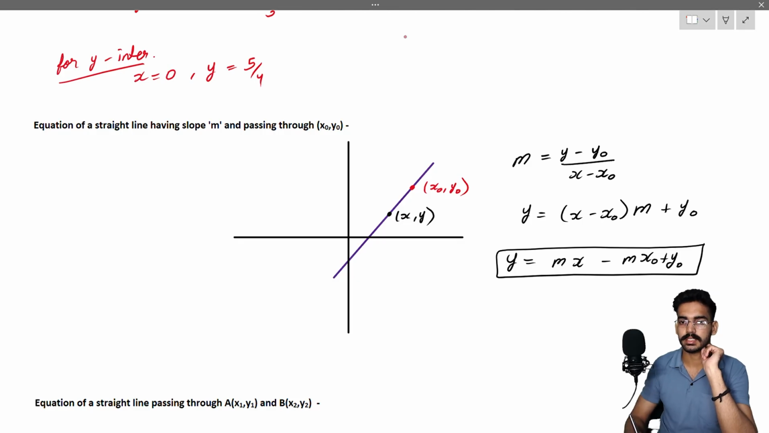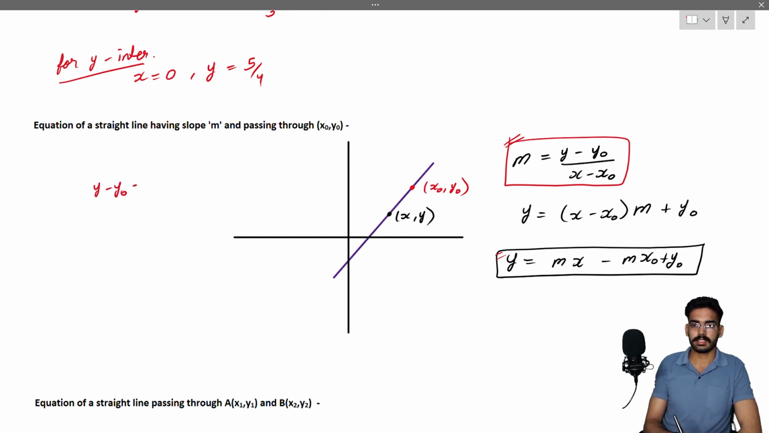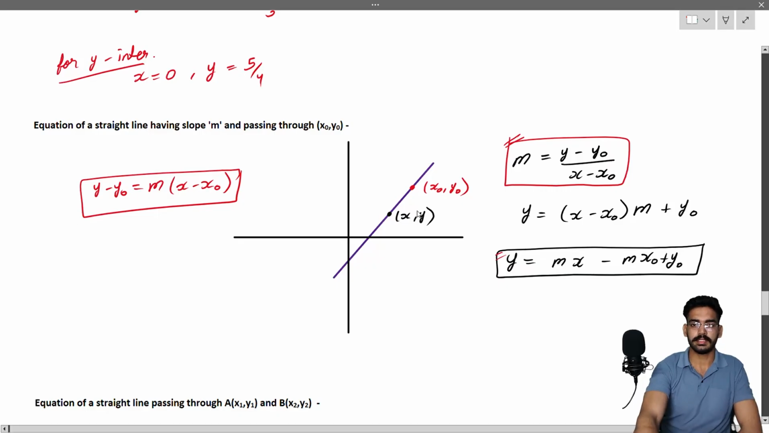So how will you find it? You don't have to remember this. Just assume a general point (x, y) and then satisfy whatever is given. The slope is given as m, so put the slope m equal to (y minus y naught) divided by (x minus x naught), right? And we got this equation. So this is basically how you do it. This you have to remember, how we did this. Or you can just multiply: y minus y naught is equal to m into (x minus x naught). This you can remember. Okay, I hope this is clear.